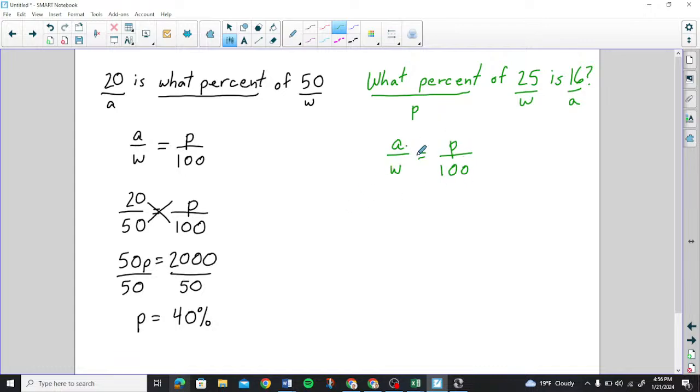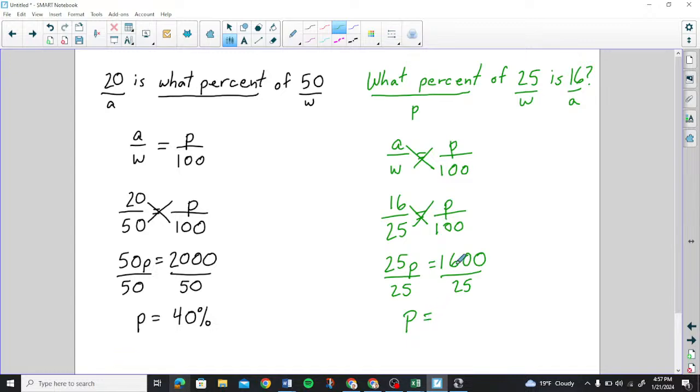We then cross multiply once we substitute our values in. So we have 16 for the part, 25 for the whole, P over 100. Cross multiplying gives us 25 times P equals 16 times 100, which is 1,600. To undo multiplication, we divide both sides by 25. And so P is equal to 40%.